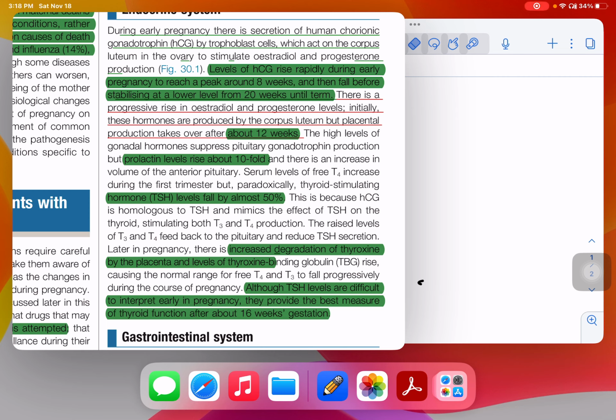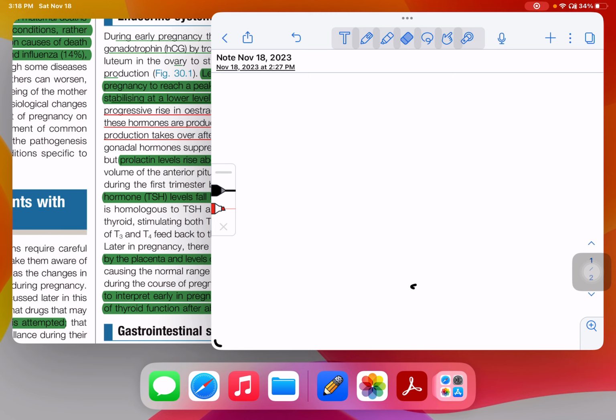Later in pregnancy, there is increased degradation of thyroxine by the placenta, and the level of thyroxine binding globulin rises, causing the normal range of free T3 and T4 to fall progressively during the course of pregnancy. Although TSH levels are difficult to interpret in early pregnancy, they provide the best measure of thyroid function at about 16 weeks of gestation. Now again we are discussing the endocrine changes during pregnancy.